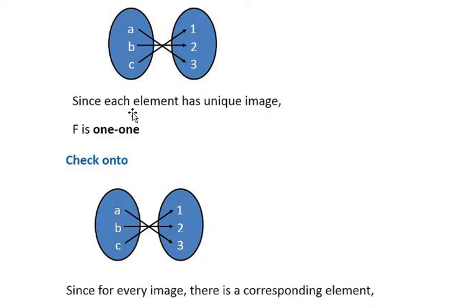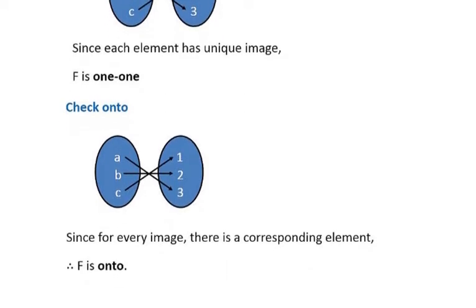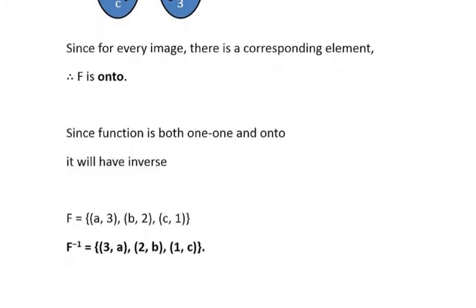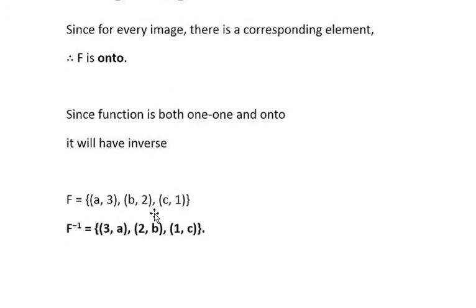Now let us check the onto-ness. Onto means what? If we are getting the pre-images of each and every element of the codomain, then it is onto. So here we are getting pre-images for 1, 2 and 3 all, and that's why we can say that the function is onto, and hence the inverse exists. So we have checked our two conditions, that f is 1-1 and onto both, so it will have the inverse. Now f is given by a3, b2 and c1, therefore f inverse will be 3a, 2b, 1c.